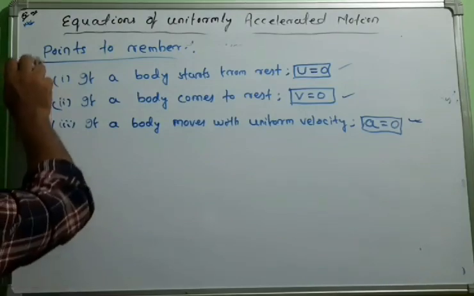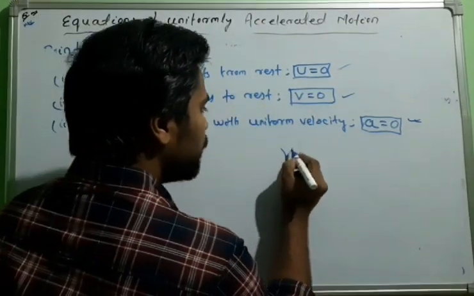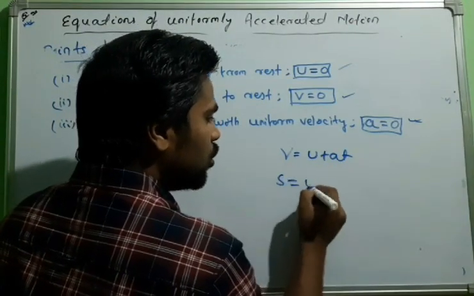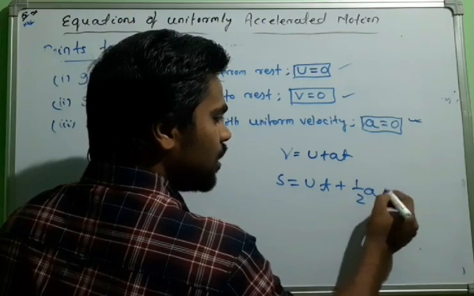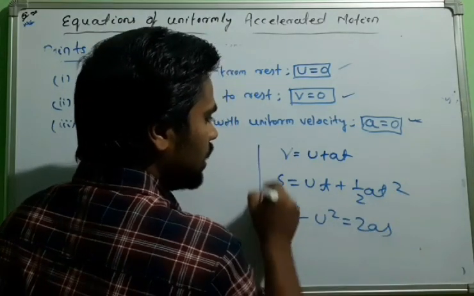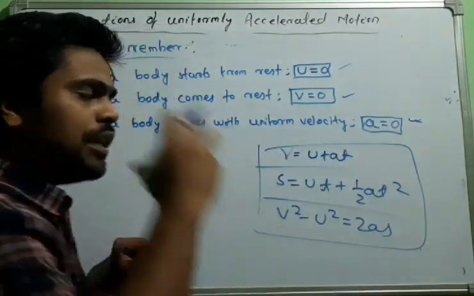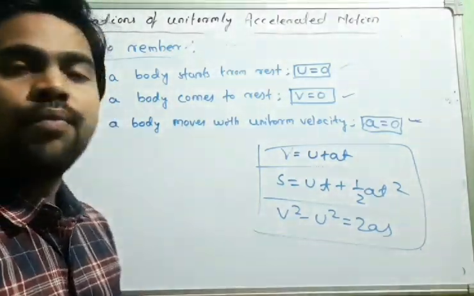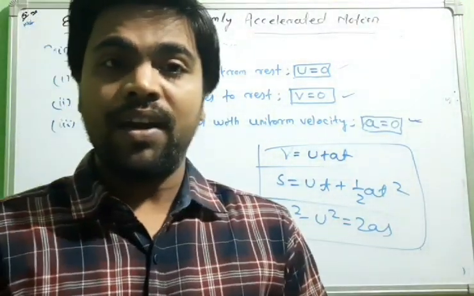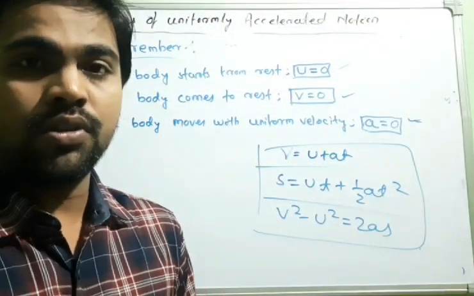Write down. You remember those 3 points and 3 equations. The first equation: v is equal to u plus at. Another equation: s is equal to ut plus half at square. Third equation: v square minus u square is equal to 2as. These 3 equations and these 3 points you have to remember, then you can easily calculate so many problems. You will get one problem in your final exam regarding the equation of motion chapter. Clear or not?